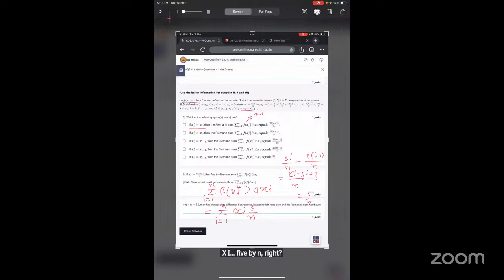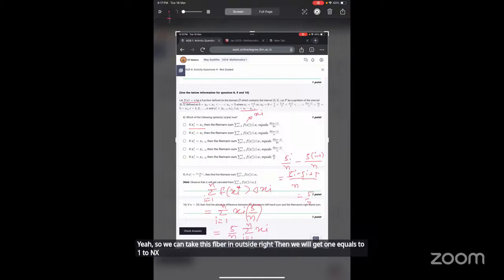Now this 5 by n, is it dependent on i? No, right? It's only 5 by n. Yeah, it's a constant, right? So we can take this 5 by n outside, right? Then we will get the sum from i equals 1 to n of xi.